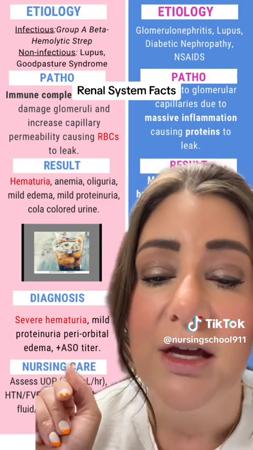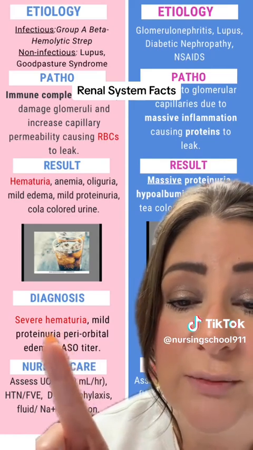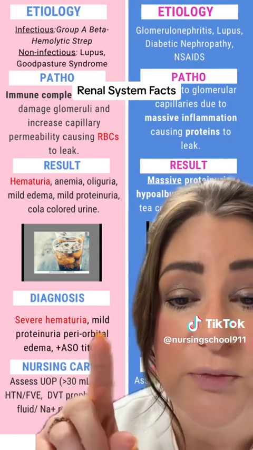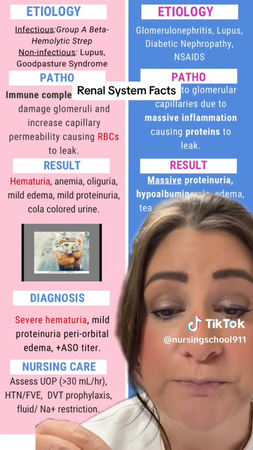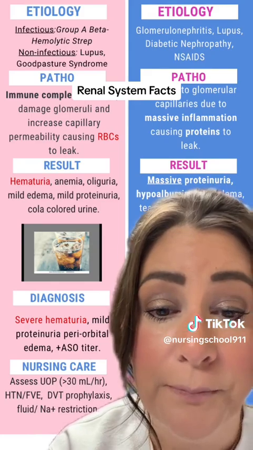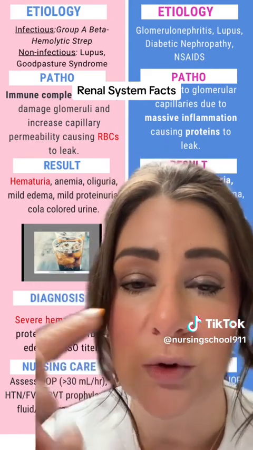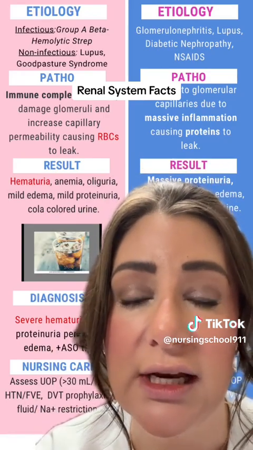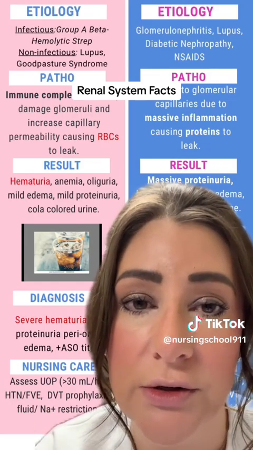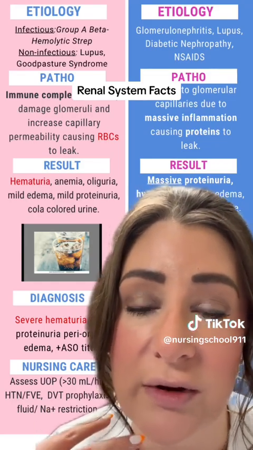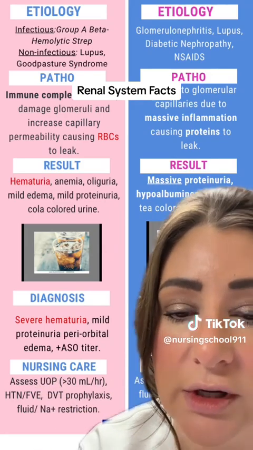Sounds good, doesn't it? So, moving to the diagnosis, we're going to see severe hematuria on the UA. We'll see some mild proteinuria. We'll see edema within the patient, more specifically, periorbital edema or edema that's around the eyes. Also, if it is an infectious cause, the patient will have a positive ASO titer indicating a recent strep infection.